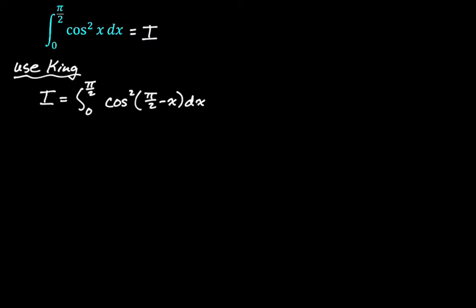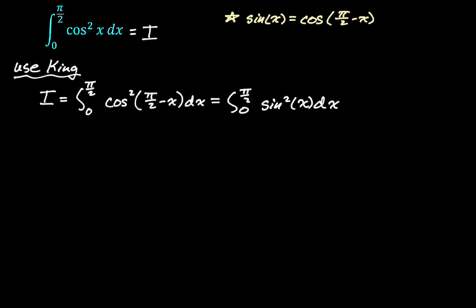In particular, you use the cofunction identities a lot. So we know that sine of x is equal to cosine of pi over 2 minus x. That is the cofunction identity. So let's make that substitution. The integral from 0 to pi over 2 of sine squared of x dx.